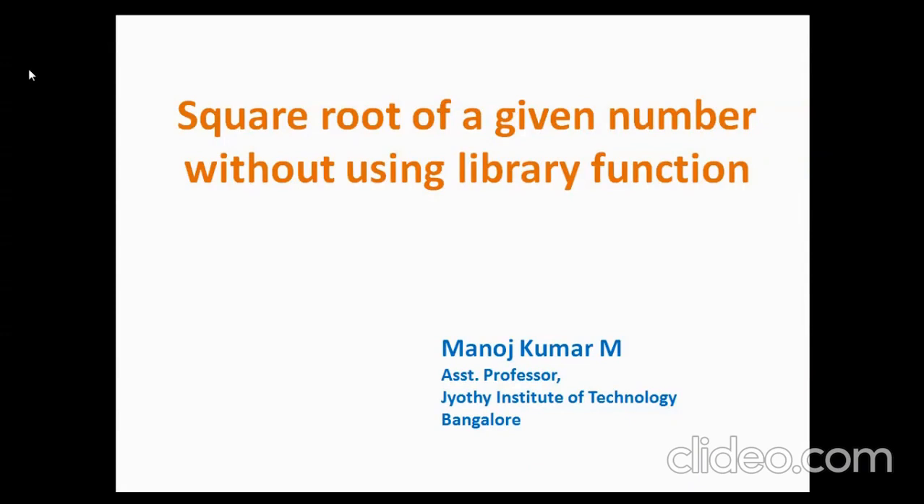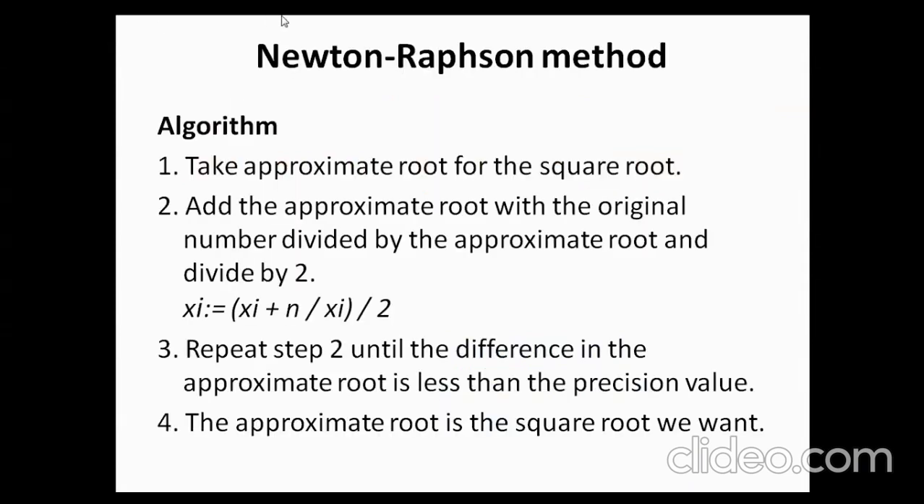In today's class, let us discuss finding a square root of a given number without using a library function. There are several methods available to find the square root of a given number. Out of that, the Newton-Raphson method is well suited for programming and it is also the best method. Let us have a look at the algorithm part.